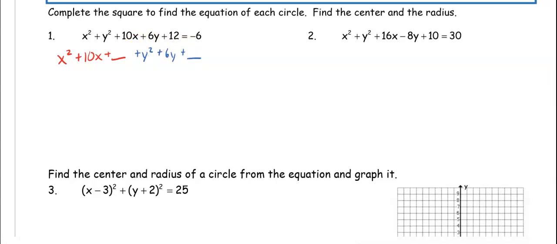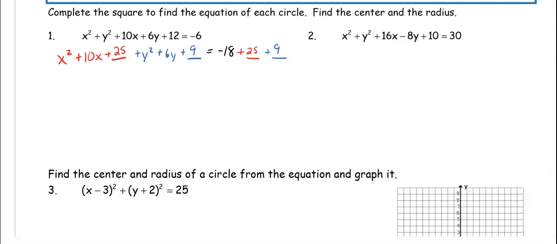We can move the 12 over to the other side, so we're going to have -18, and then we put two blanks on the left side, so we need to put two blanks on the right side. Remember, to find the number in the blank, we're going to take the b value, divide by 2, and square it. So for x, 10 divided by 2 is 5. 5 squared is 25. And then for y, we have 6. So 6 divided by 2 is 3. 3 squared is 9.